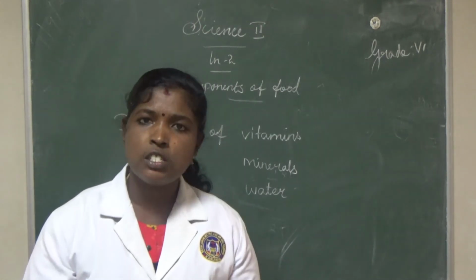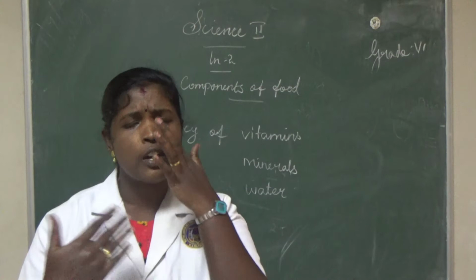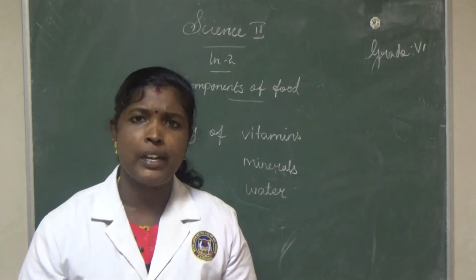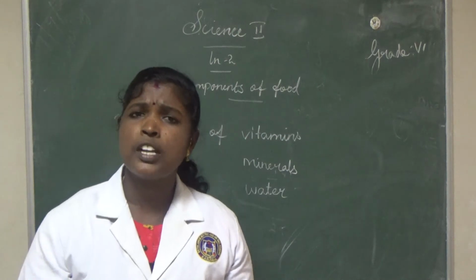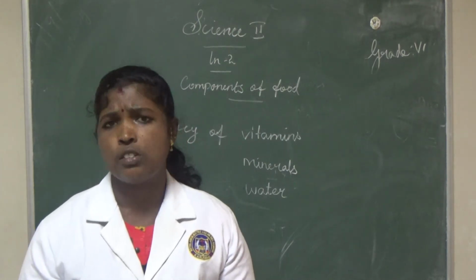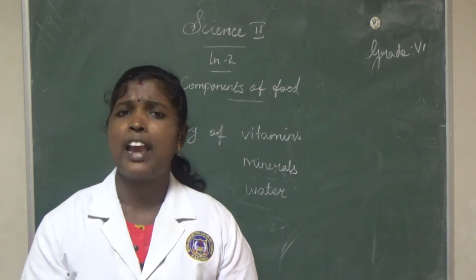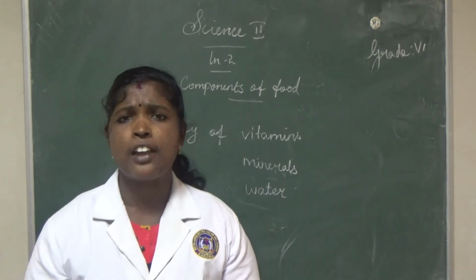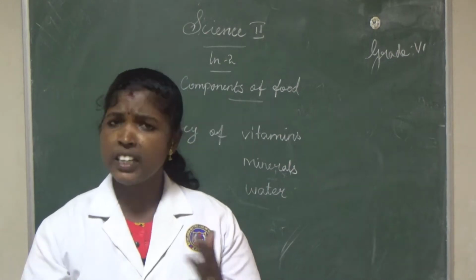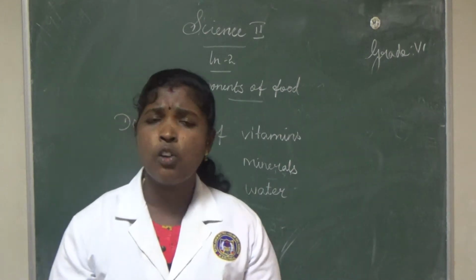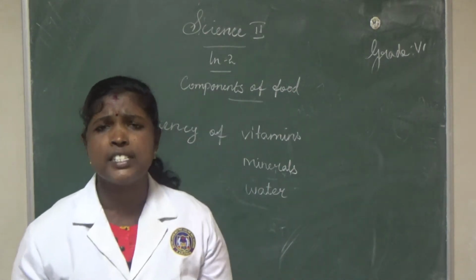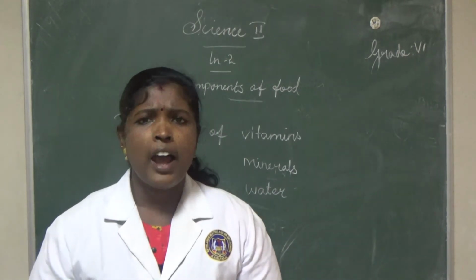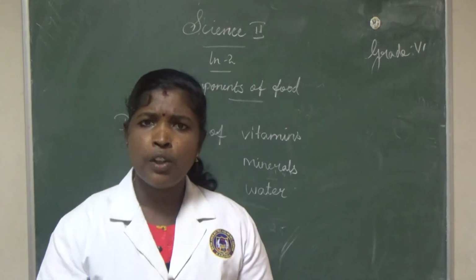Next, fruits and vegetables. Some example fruits: mango, orange, apple, grapes. These also contain vitamins and roughage. Some vegetables are cabbage and carrot. These fruits and vegetables contain vitamins and minerals. Then next, grains, the whole grains: rice, wheat, maize, bread. These all contain carbohydrates.